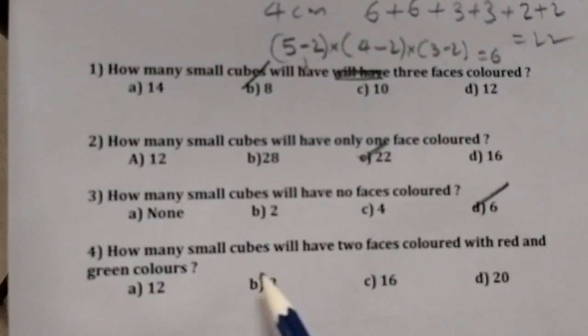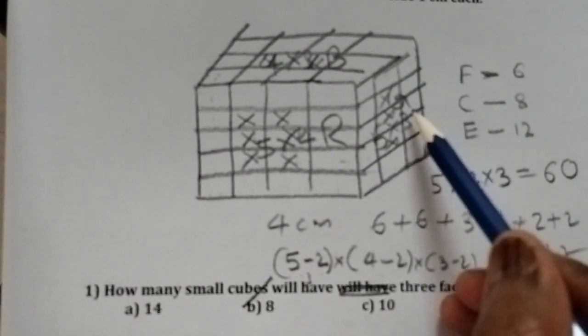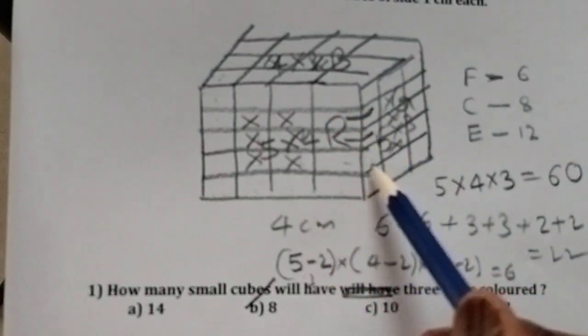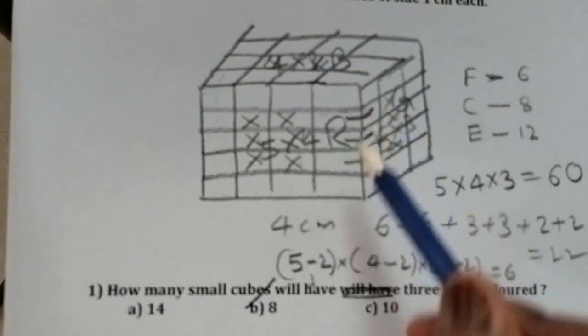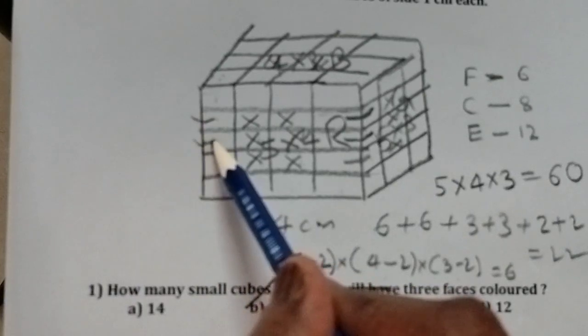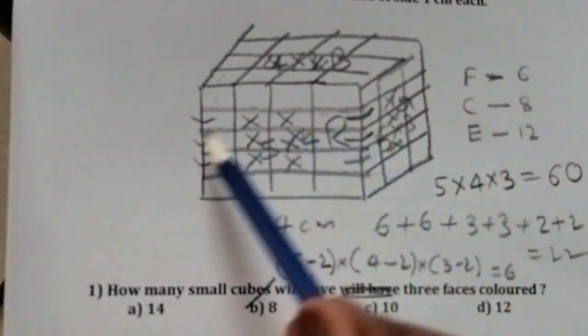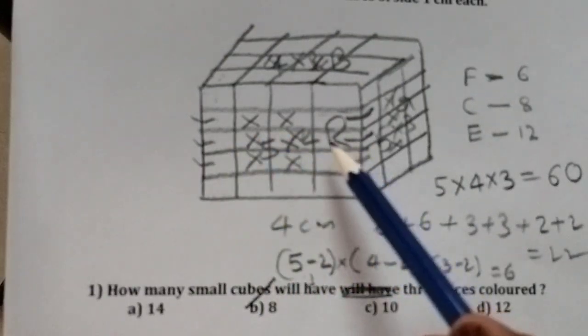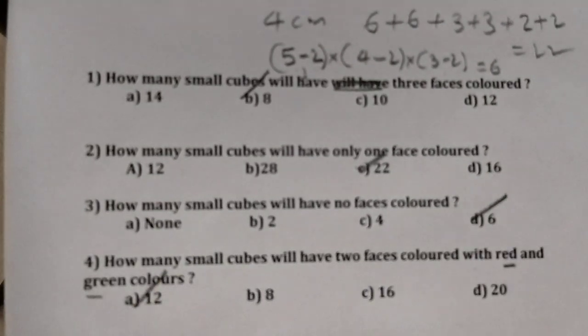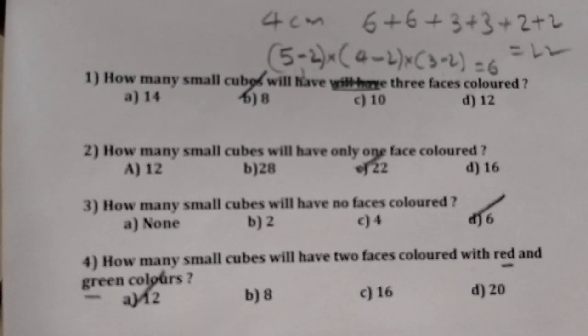The final question, how many small cubes will have two faces colored with red and green? Red and green are mentioned. So this is red and this is green. Now this is the face. You are observing two face colors. So this is the small cube having red and green. Now here 3 and here 3. So we observe 6 in front, and definitely the same 6 on the back side. So totally 6 plus 6, 12 small cubes have red and green two colors. Now your answer is 12. That's it. Bye.